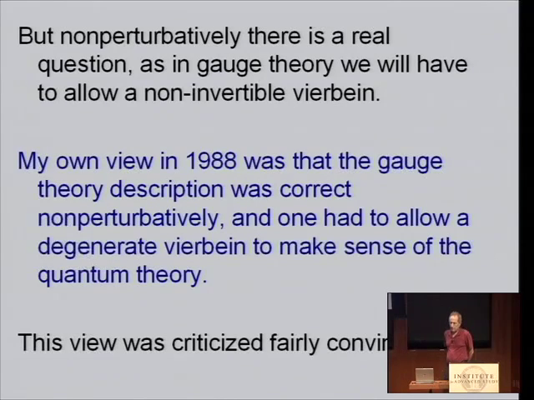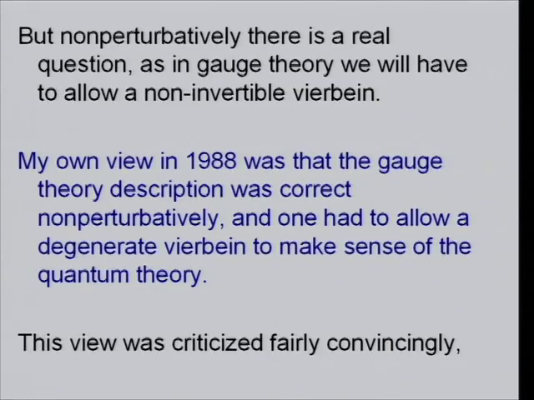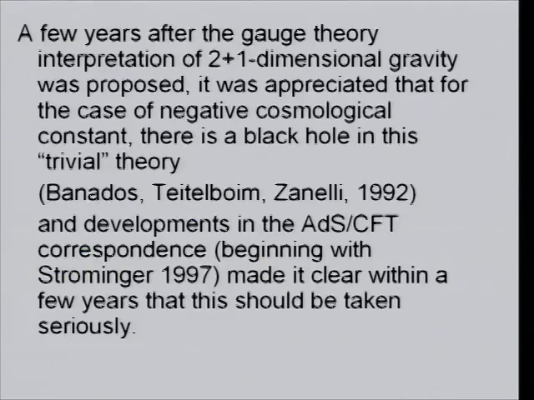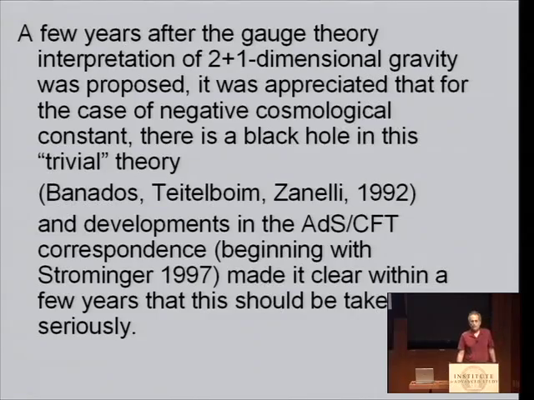My own view when I first worked on this was that the gauge theory description was correct non-perturbatively, and one had to allow a degenerate Vierbein to make sense of the quantum theory. That still might be correct, but it's been criticized fairly convincingly, although I don't really want to go into the arguments. But although there are a variety of technical objections, there's something that to me is a more serious problem with the claim that gravity equals gauge theory non-perturbatively in 3 dimensions. And this has to do with something I already told you about, the BTZ black hole.